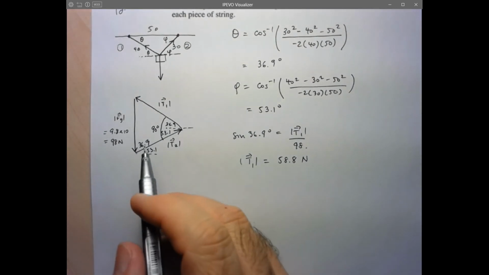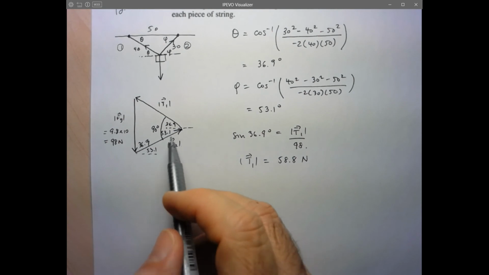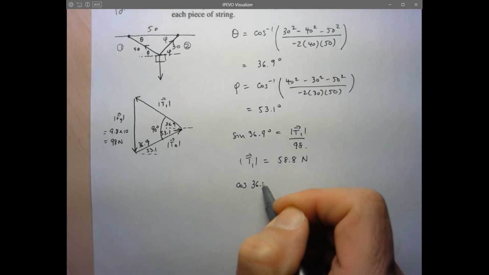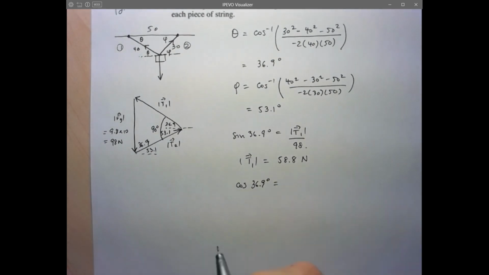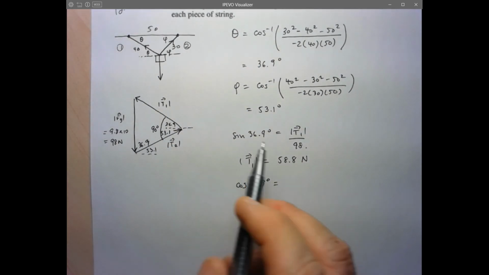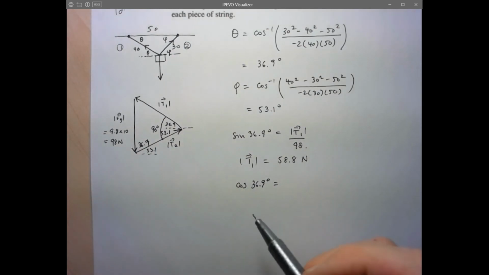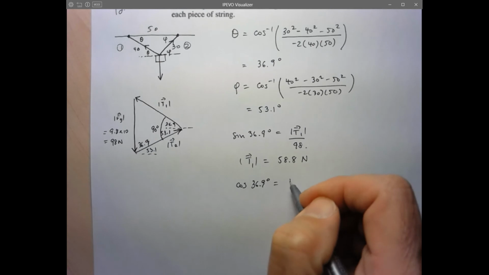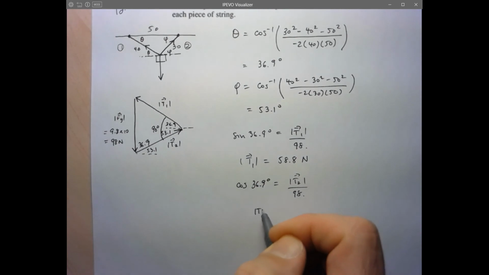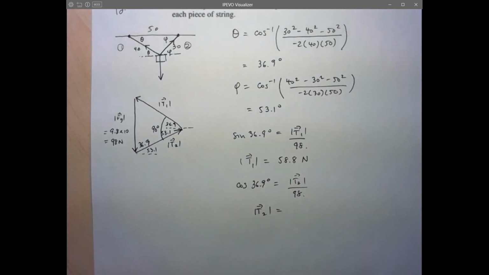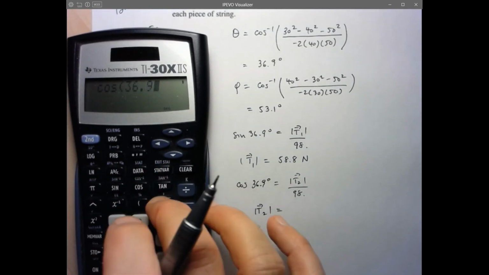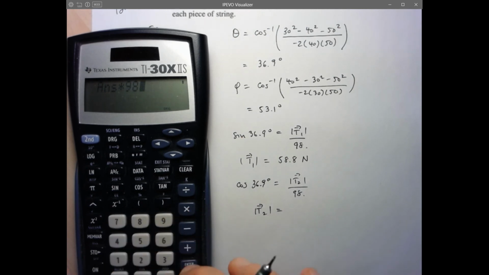All right, now let's calculate the magnitude of T2. So here I'm just going to use cosine. So cosine of 36.9 degrees. Okay, notice I'm not going to use tangent because remember the magnitude of T1 is an approximation. As much as possible, you want to try to use the exact values. So this is going to be the adjacent side, magnitude of T2 over 98, the hypotenuse. So magnitude of T2, which is the other thing I'm looking for, the other tension, is just going to be cosine of 36.9 times 98.